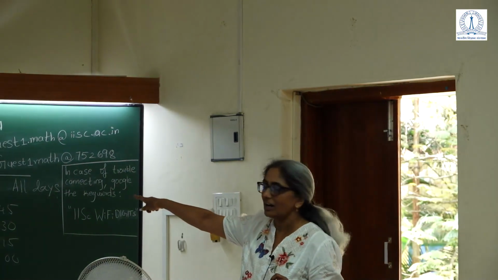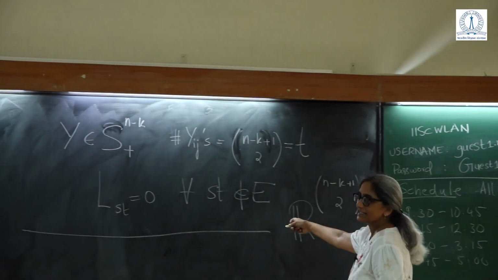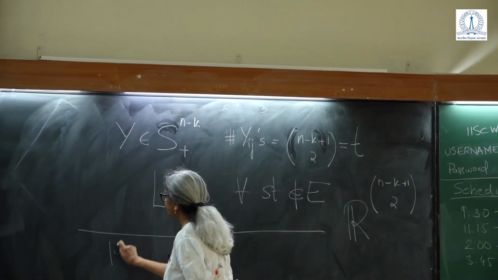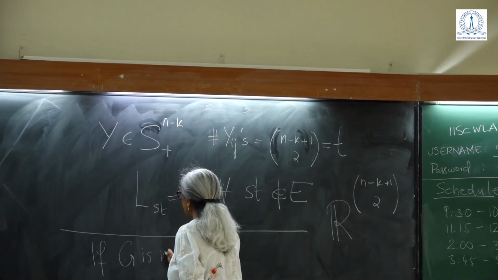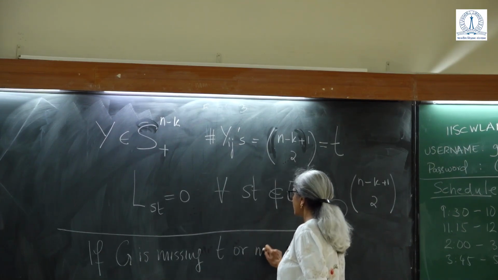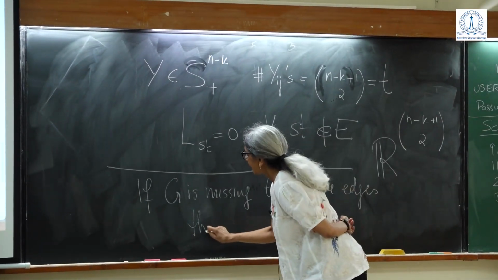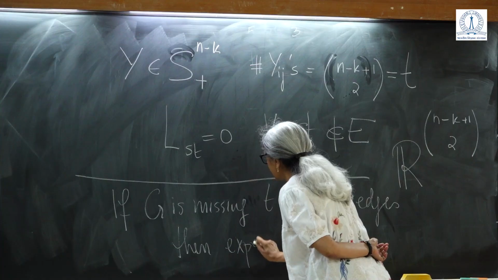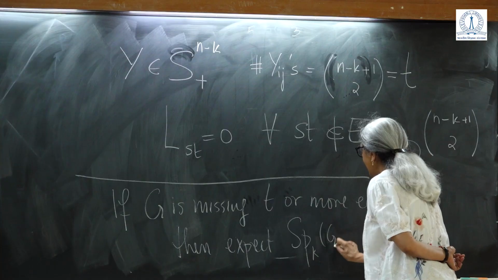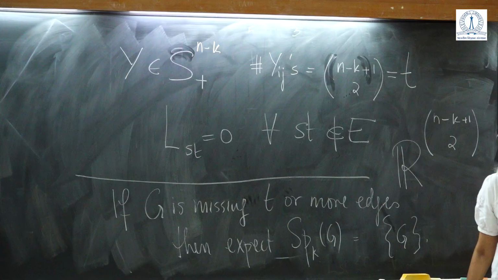So we're living in R^T, and these are all equations coming from missing edges, right? So if G is missing T or more edges, then we expect that the sparsification set, SPK(G), is just G, nothing else. This is what we expect, okay?